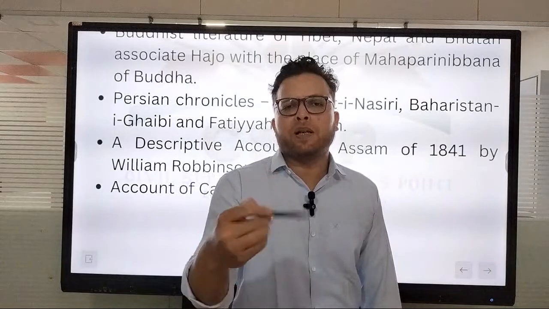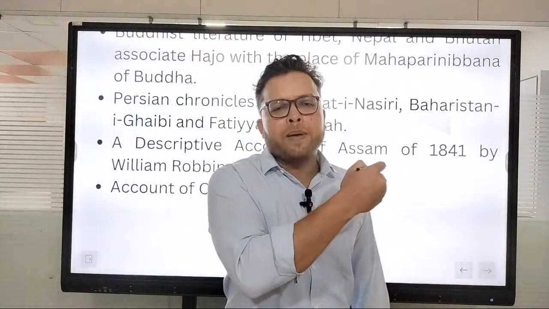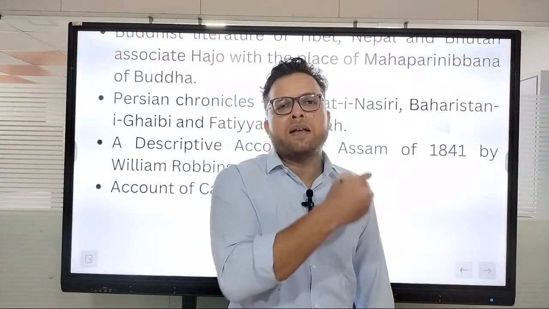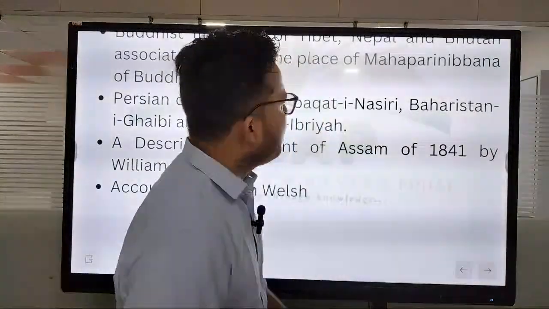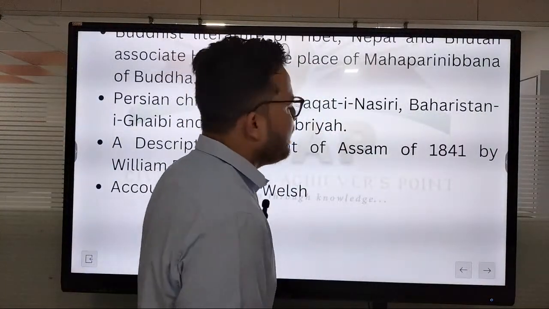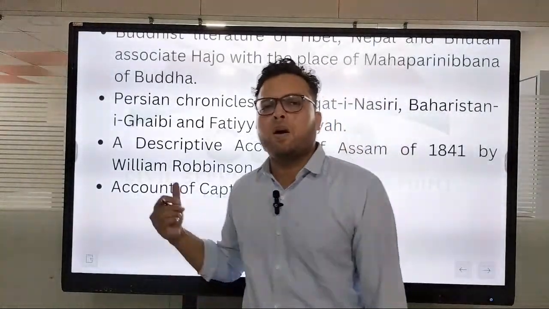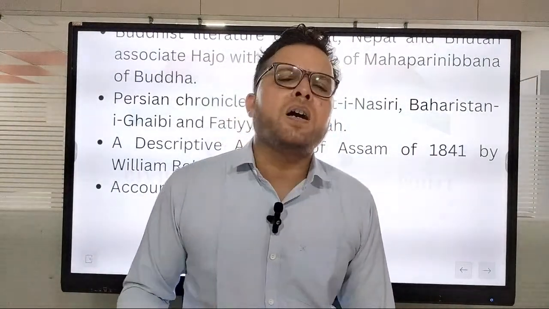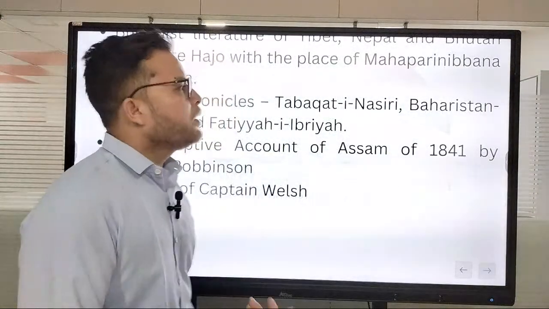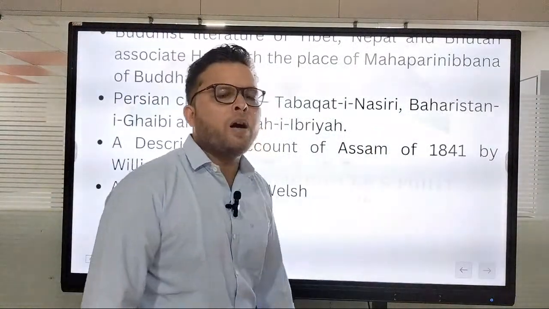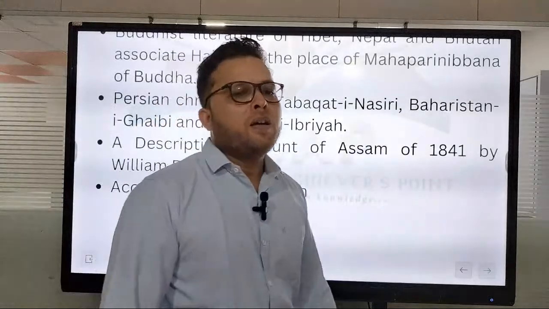Raja Prithu, I mean, Rai Prithu. It is Minhaj-i-Siraj who uses the word Raja Prithu or Rai Prithu. Then there is Baharistan-i-Ghaibi. Baharistan-i-Ghaibi is an account of places like Assam and Bengal, and it was composed under the rule of Jahangir. It was composed by a person by the name of Mirza Nathan.